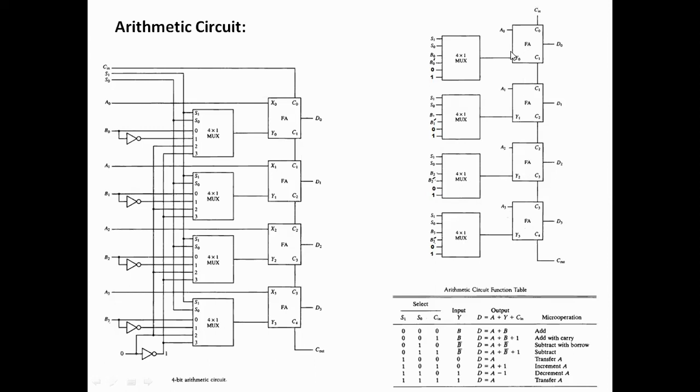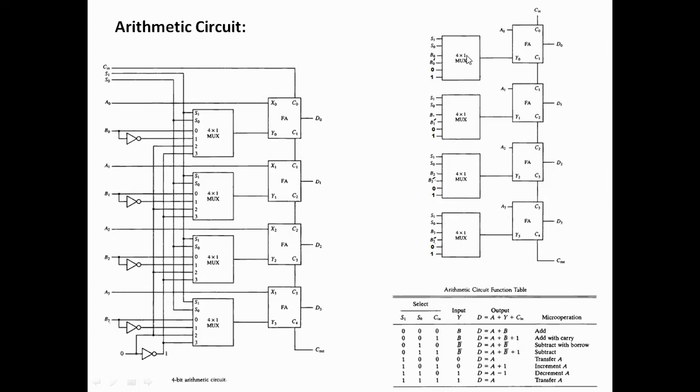So what will be Y? It will be B actually. So Y will be B. And if there is no carry, it will become an addition circuit. So this whole circuit will get converted to a simple binary adder. So the output will be A plus B.